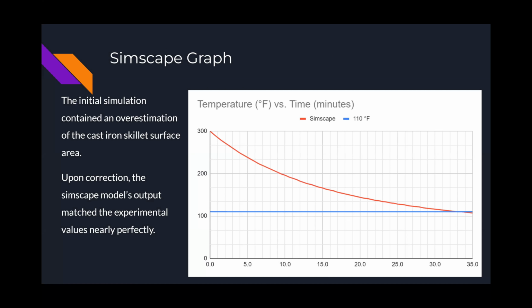This is our SimScape graph after those corrections have been made. You can see our starting temp still sits at 300 degrees Fahrenheit, and we're projected to hit our target of 110 degrees Fahrenheit at about 33 minutes of sitting at ambient temperature.